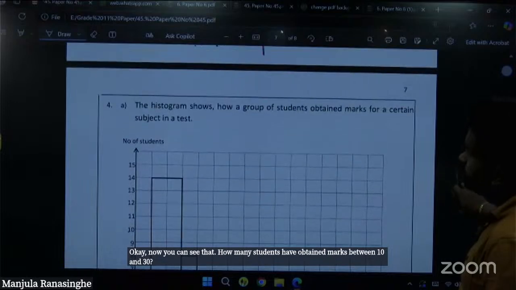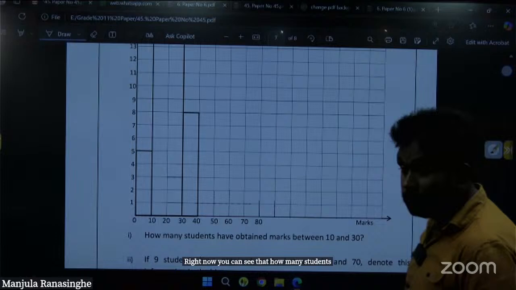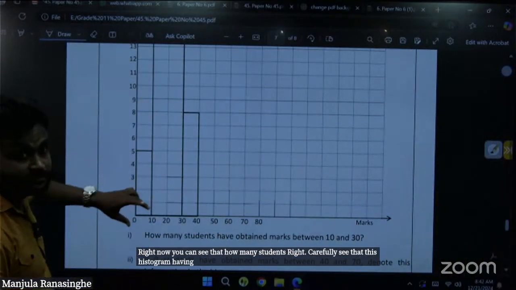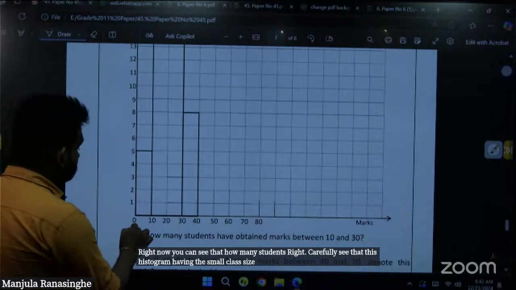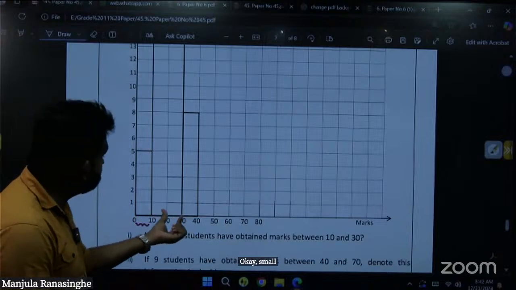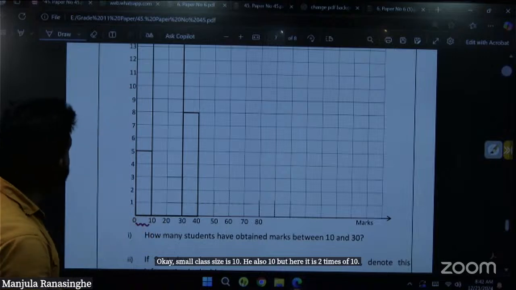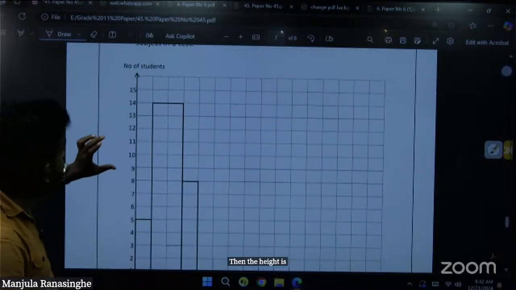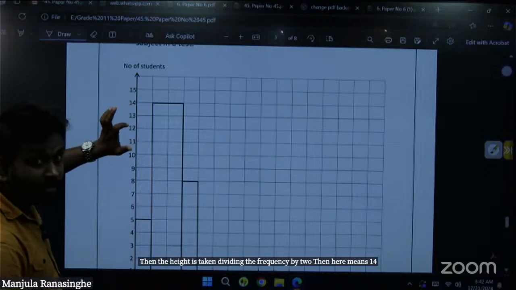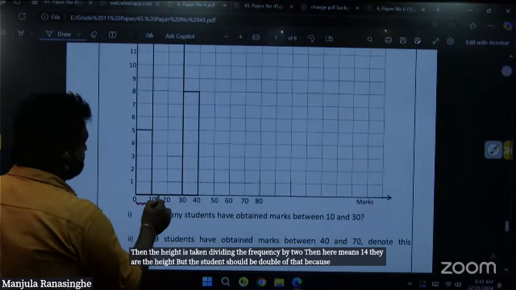Now you can see how many students, right? Carefully see that this histogram has a small class size, and the small class size is 10. Here also 10, but here it is 2 times 10. Then the height is taken by dividing the frequency by 2, so here 14 is the height, but the number of students should be double of that because here the class size is double.